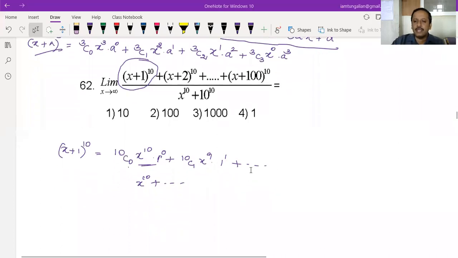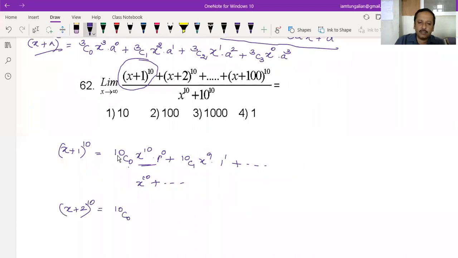Okay, fine. Then now you look at (x + 2)¹⁰. When I expand this, you are going to get 10C0 x¹⁰ 2⁰ plus 10C1 x⁹ 2¹ and so on. So here also you observe the coefficient of x¹⁰ is 1. 10C0 is 1, 2⁰ is also 1. So this is also a polynomial of degree 10, and the coefficient of x¹⁰ is 1.